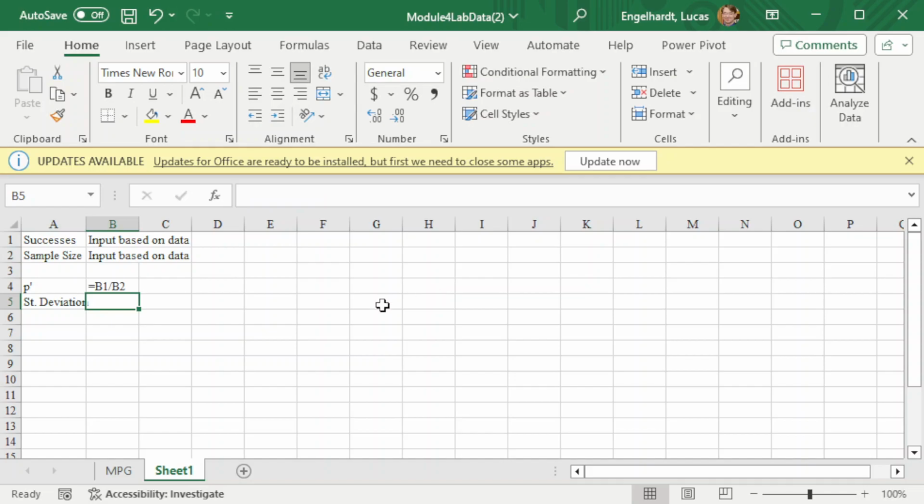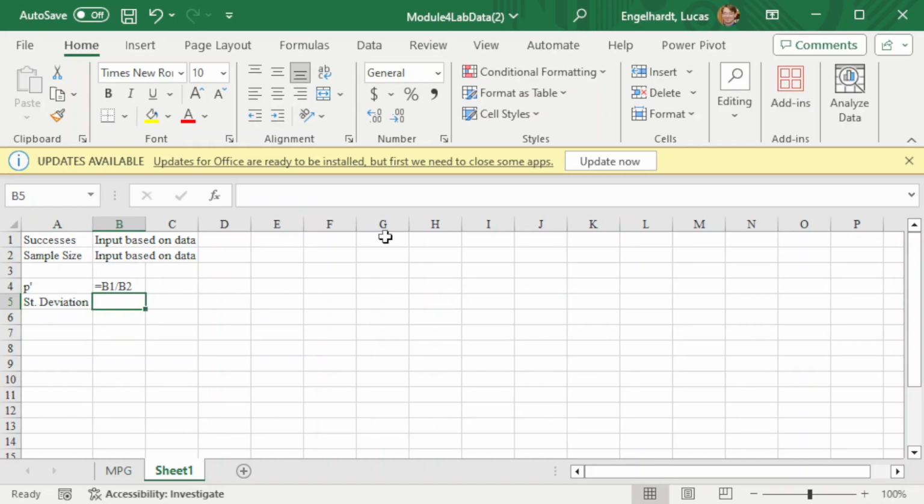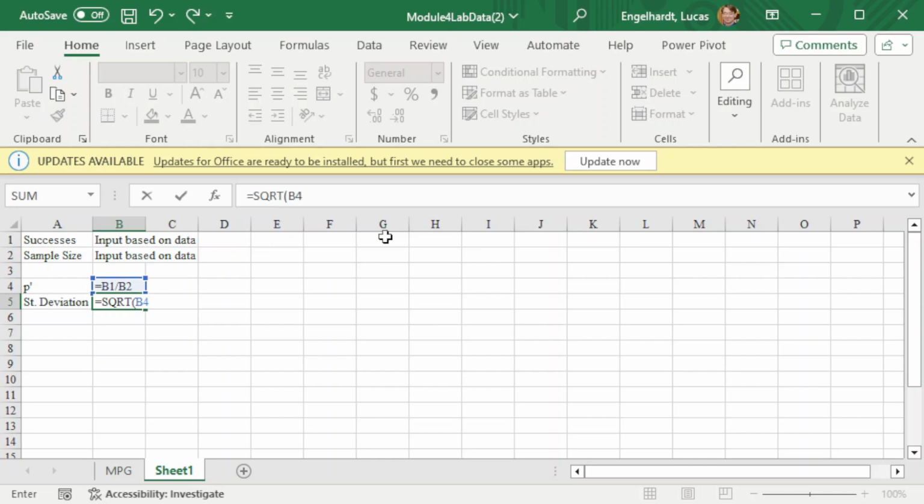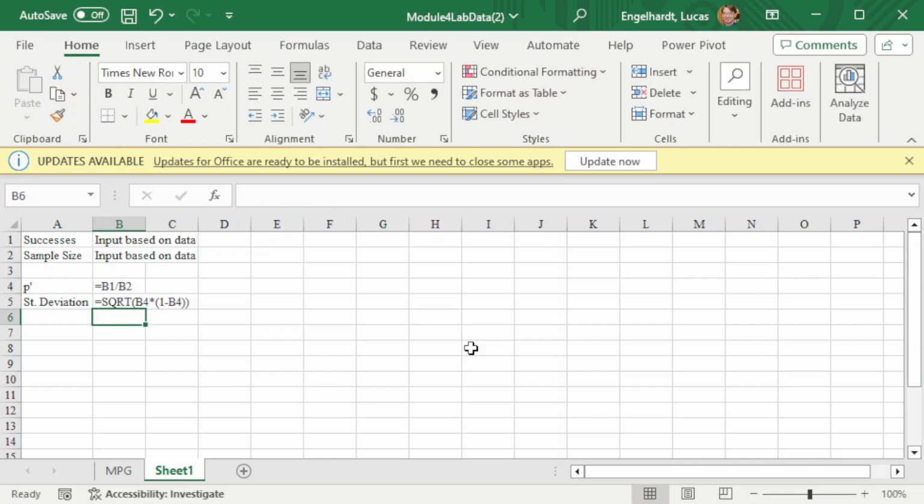The standard deviation, in order to calculate that for a proportion, we can't use the built-in standard deviation formula. Instead, we're going to have to program it by hand. Fortunately, it's relatively simple, in that you take the square root of your proportion, which is located in B4, multiplied by 1 minus that same proportion. And that would be your standard deviation when you're dealing with a proportion. Okay, so it's the square root of your proportion times 1 minus your proportion. And the next thing we need, and the last thing we need really until we calculate our upper and lower bounds, would be the margin of error.